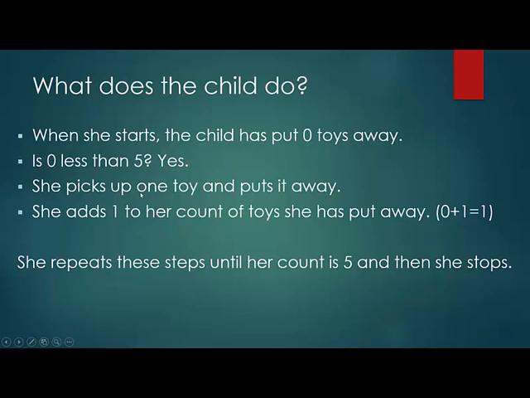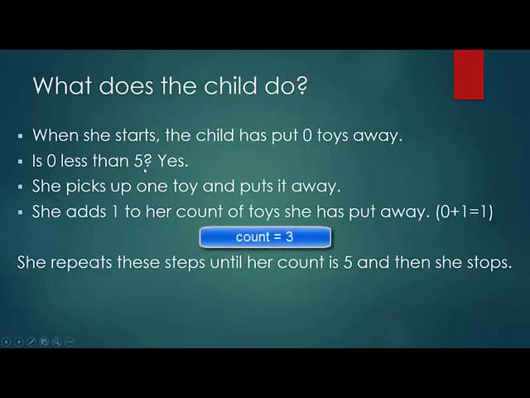So we went through the steps 1 time, and our count was 1. Let's go through it a second time. Is 1 less than 5? Yes. She puts a toy away. She adds 1 to her count. Now it's 2. Is 2 less than 5? Yes. She picks up a toy and puts it away. She adds 1 to her count. Now her count is 3.